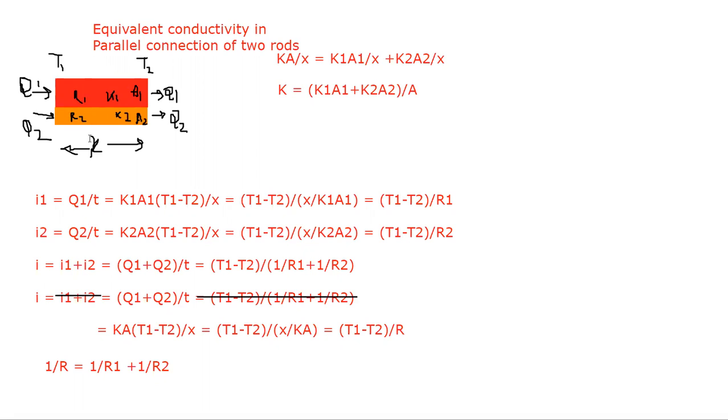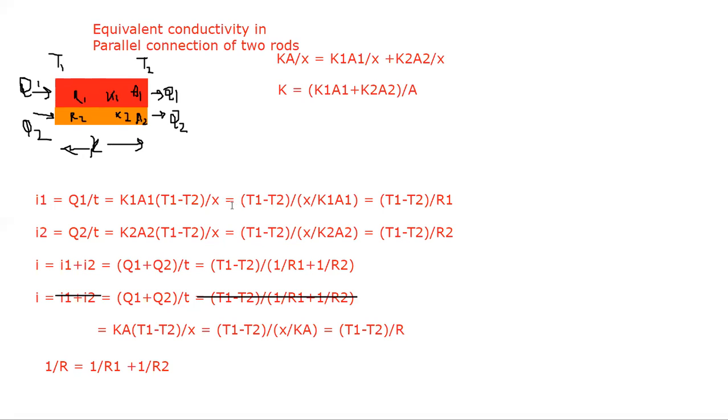Now, the current passing through the first bar, heat current. This I1 is the heat current, I1. So that amount of heat current, or the amount of heat flowing through this bar 1, the red bar, is equal to Q1 by T. T is the time for which the heat flows, and it is equal to K1 into A1 into T1 minus T2, the temperature difference, divided by the length of the bar X.